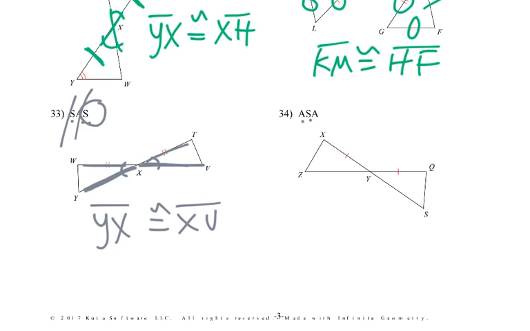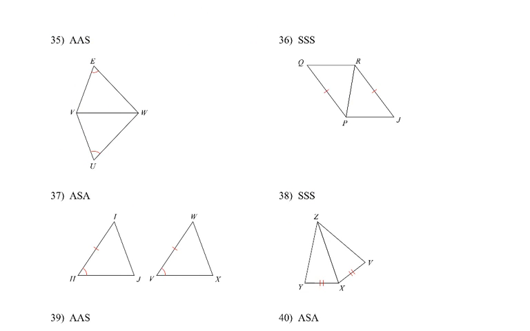Okay, 34, angle, side, angle. Got a vertical angle again, the side in between. So it's got to be that other angle touching, so angle X would have to be congruent to angle Q. Alright, 35, angle, angle, side. Okay, so we have one angle. We have the side. So it's got to be an angle touching a side.